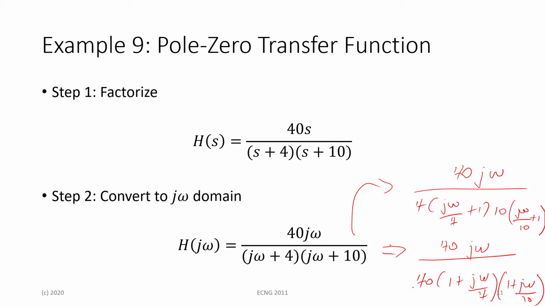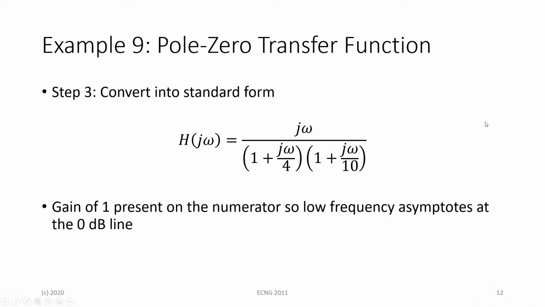And these 40s here will cancel with each other. And that gives us our result here of j omega divided by (1 plus j omega divided by 4) multiplied by (1 plus j omega divided by 10), converting the entire equation into standard form.